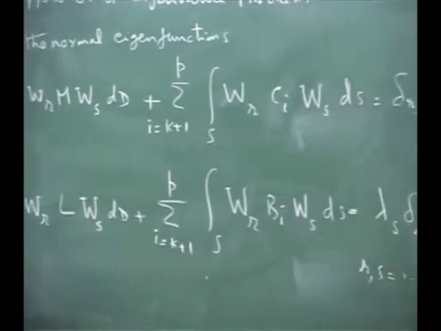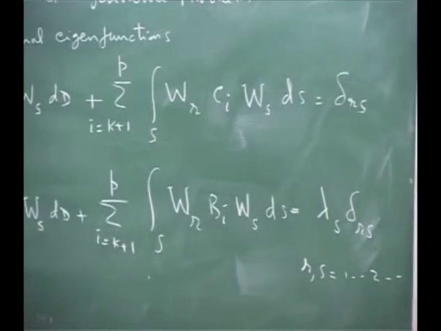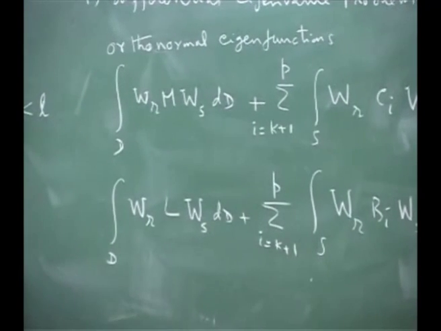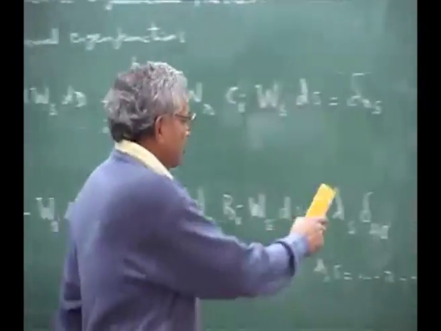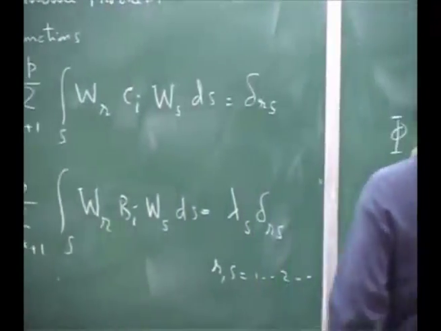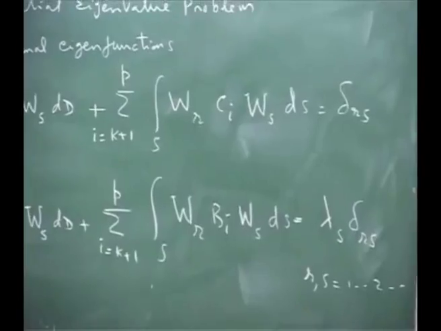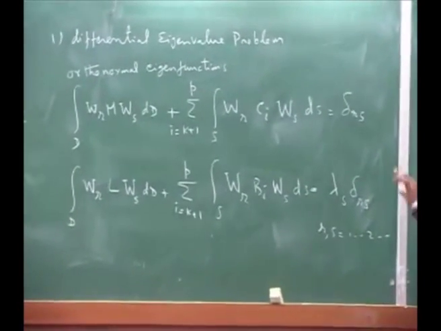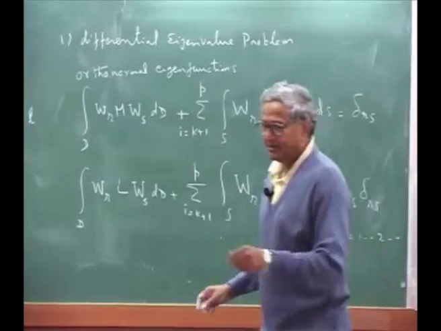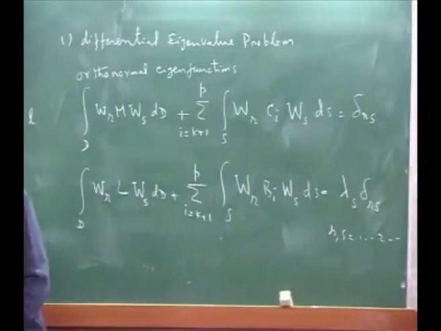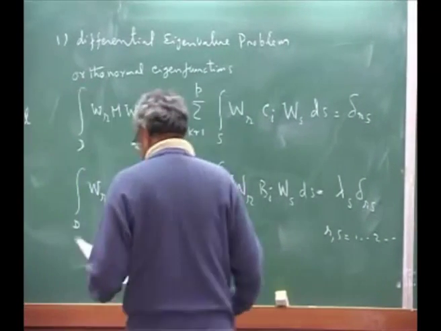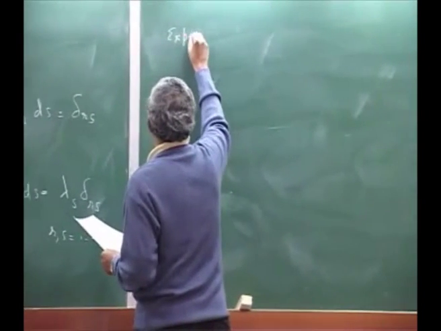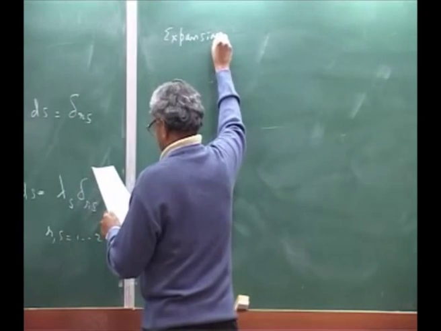Now you see, I have solved the eigenvalue problem. I know these are my normalizing conditions. I go back, and I got all the eigenfunctions, and I'll write my solution like this. This is what is called the expansion theorem.